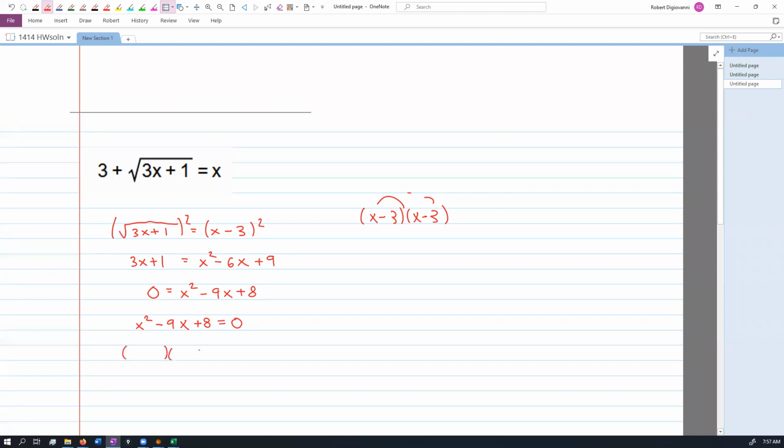And that should factor. That should factor to be x minus 8 times x minus 1. And then we have 2 solutions, 8 and 1. Now we check them. So I'm going to go a little faster here.